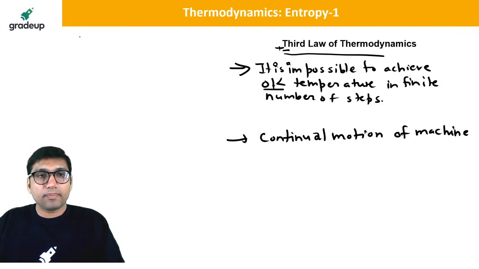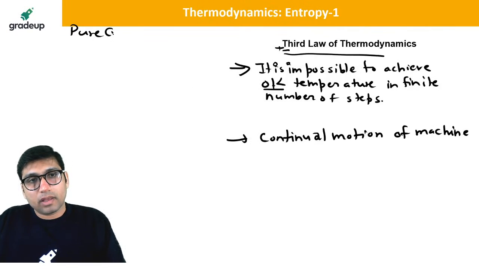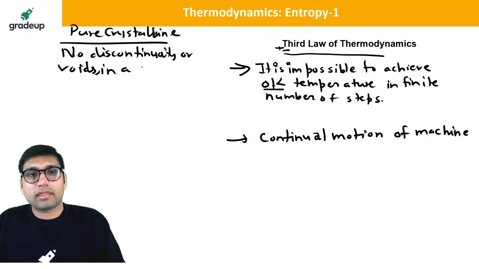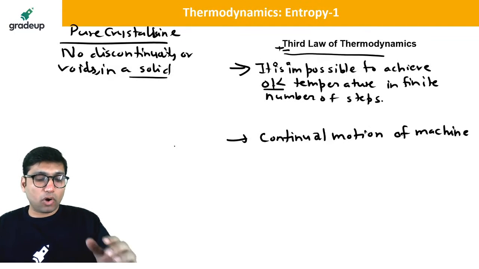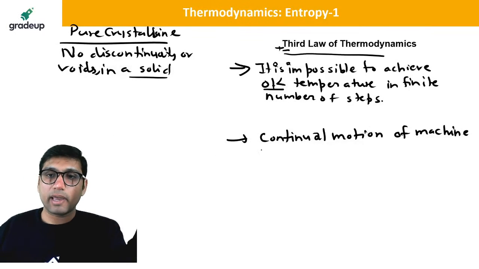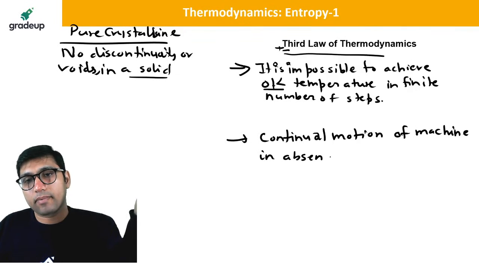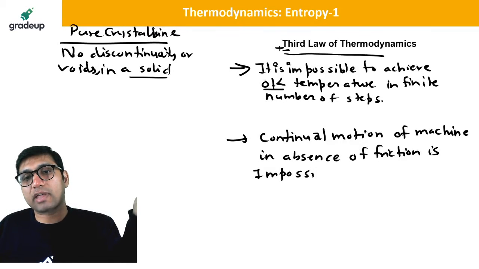Pure crystalline means there is no discontinuity and voids in a solid. Then that will be called a pure crystalline solid. Okay, continual motion of a machine in the absence of friction is impossible. This is the second statement of the third law of thermodynamics.